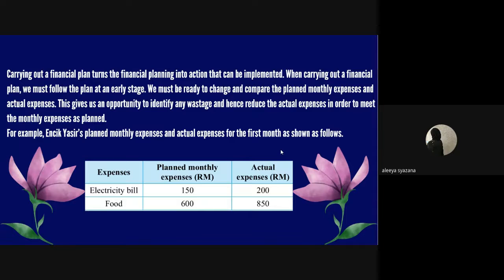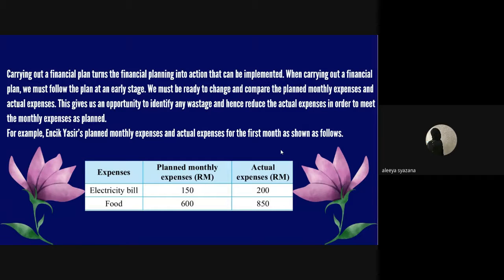Okay, sekarang kawan-kawan boleh rujuk buku teks muka surat 277, tengok table yang ada plan monthly tu. For example, Encik Yasir, plan monthly expenses and actual expenses for the first month are shown as follow. Okay, kat situ kita tengok ada dua benda yang Encik Yasir plan. Satu electricity bill, satu lagi food. Untuk electricity bill tu Encik Yasir dia plan RM150 saja untuk bulan tu. Untuk food pula RM600 saja. Tapi actual expenses dia untuk electricity bill 200, dan untuk food pula 850.